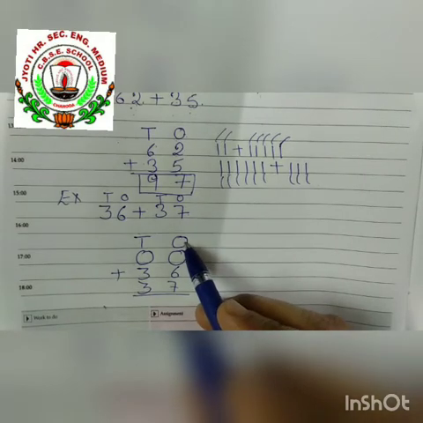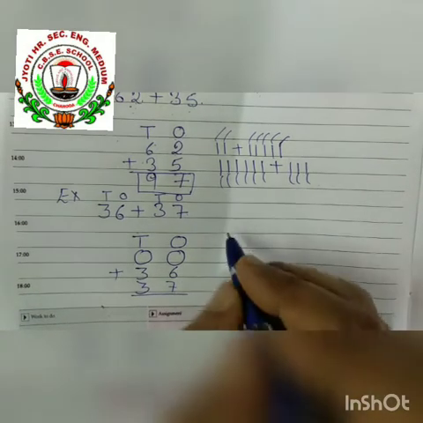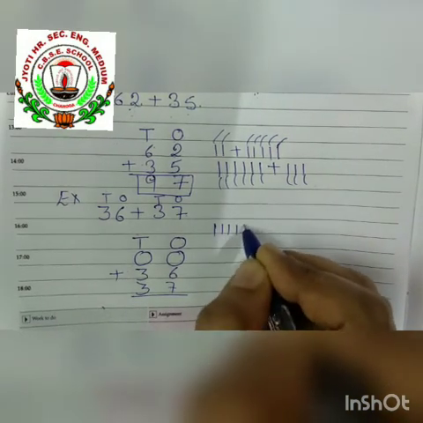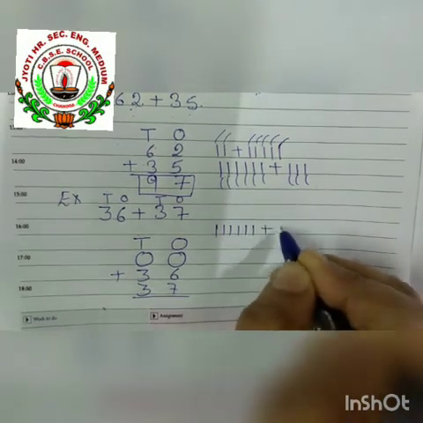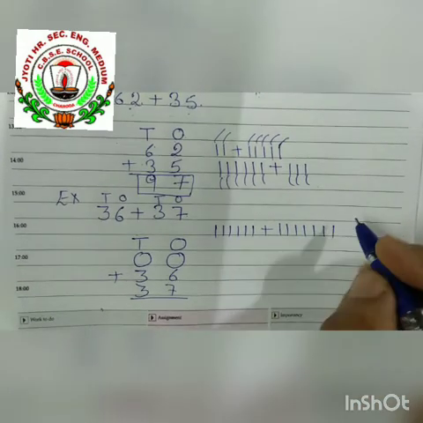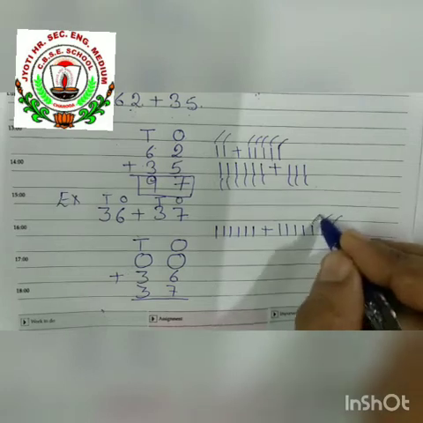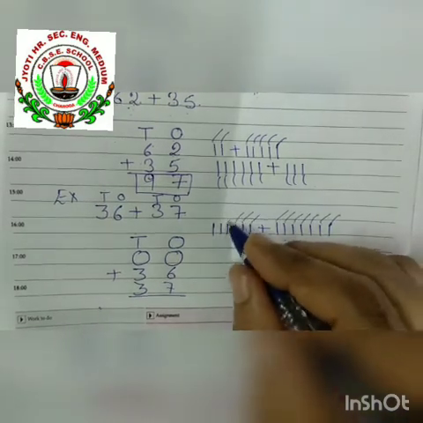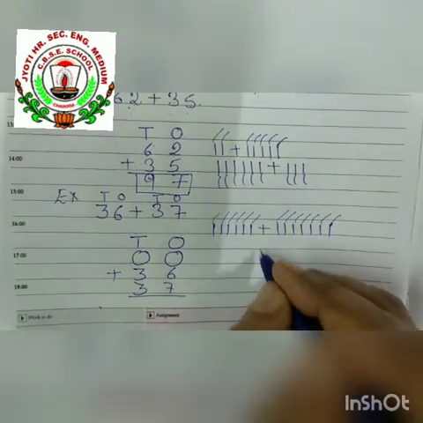So which digit will we add first? The digit on the ones place. It is 6 plus 7. So first we will draw how many lines? 6 lines. 1, 2, 3, 4, 5, 6. Then 7 lines. 1, 2, 3, 4, 5, 6, 7. So we will now do the total. 1, 2, 3, 4, 5, 6, 7, 8, 9, 10, 11, 12, 13. How much did we get? 13.